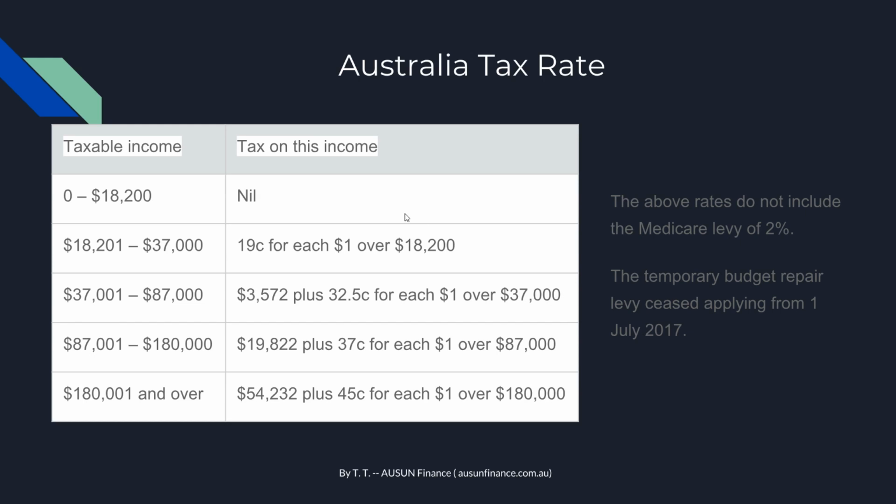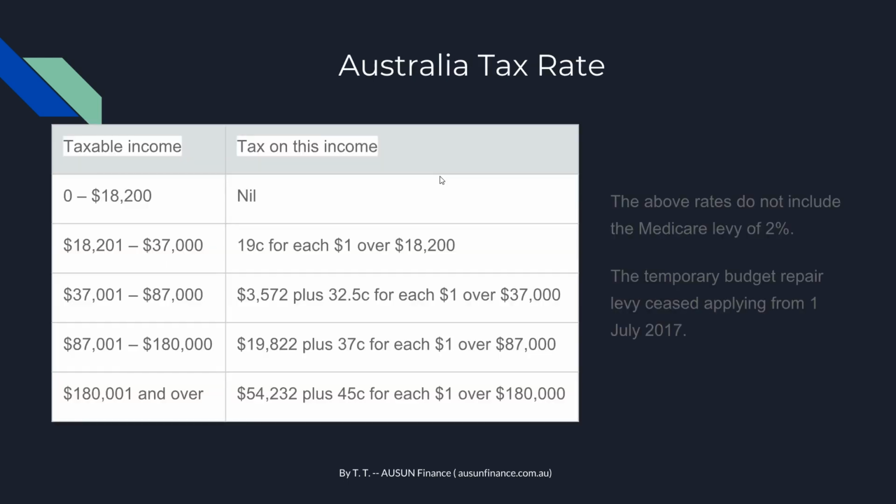Then how much tax do you pay? Different people pay different rates. This is the current 2017 tax threshold: below $18,200, then 19%, and then 32.5%, etc.